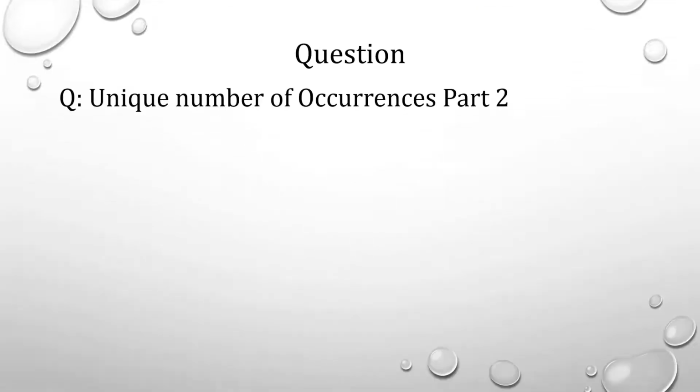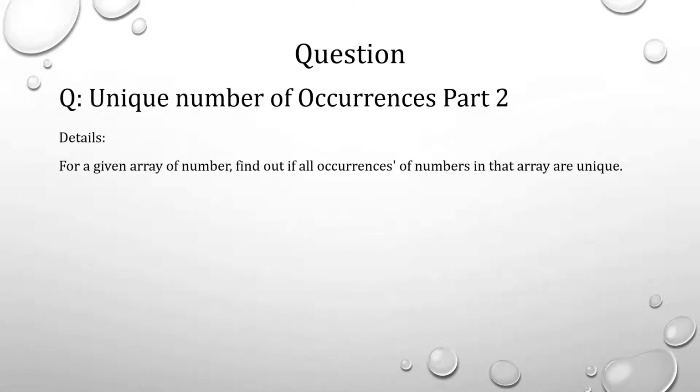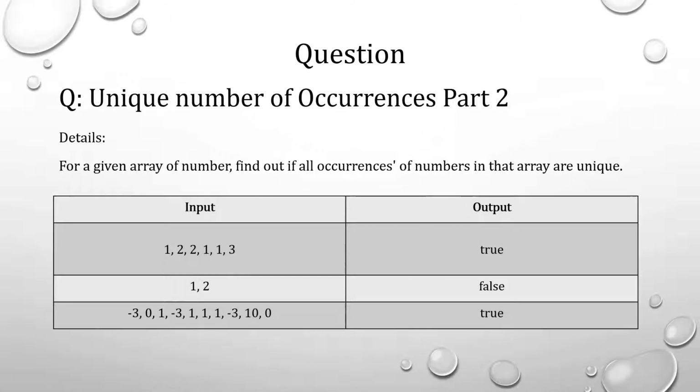So let's get started. It's going to be a little different from the previous one, and the details of the question are like this. For a given array of numbers, find out whether all occurrences of the numbers are unique to that array. What does that mean? So that's going to be the input and output to our program. That's the input and this is the output. You might not be able to make much of what is happening, but you have to return the output in a Boolean form, true or false.